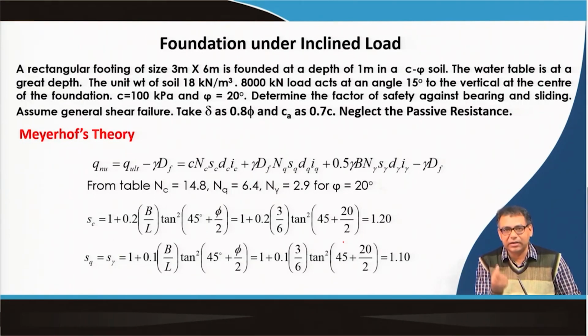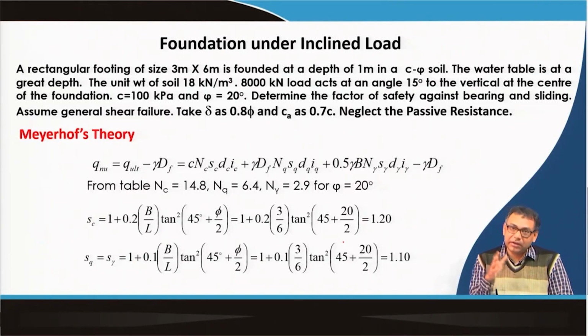certain conditions are changed. So, the rectangular footing of size 3 meter by 6 meter is placed at a depth of 1 meter in a c-phi soil. The water table is at a great depth, the unit weight is again 18 kilonewton per meter cube, and an 800 kilonewton load acts at an angle of 15 degree to the vertical at the center of the foundation. That means there is no eccentricity, the load is acting at the center, but with an angle of 15 degree with the vertical.